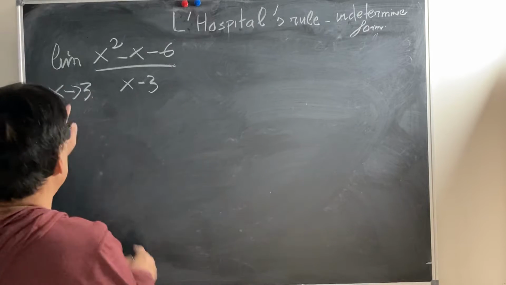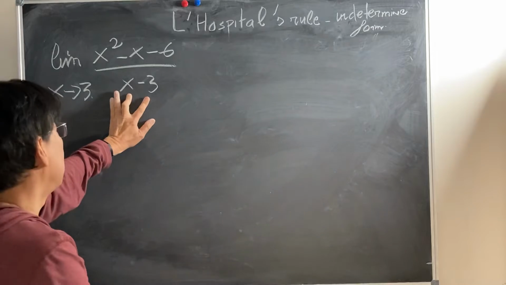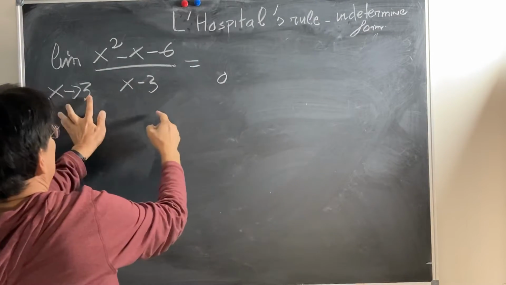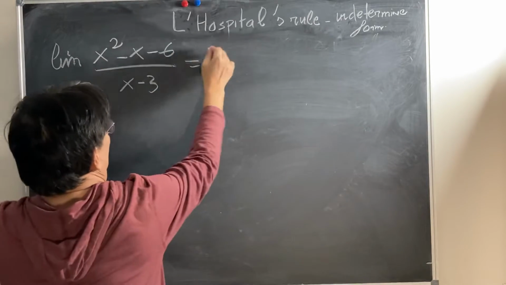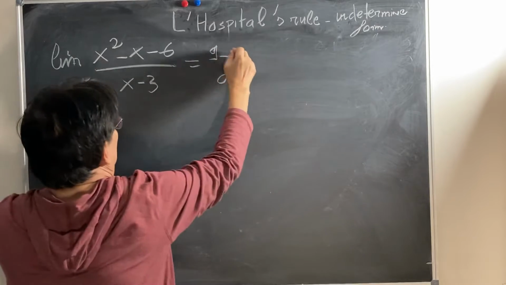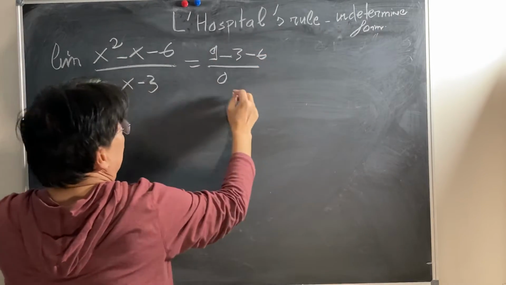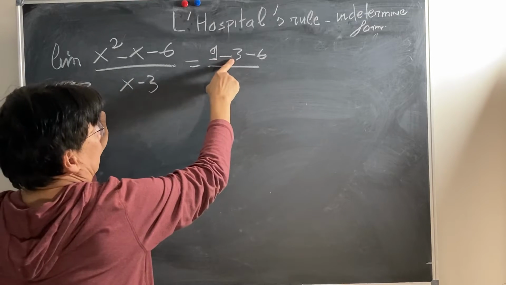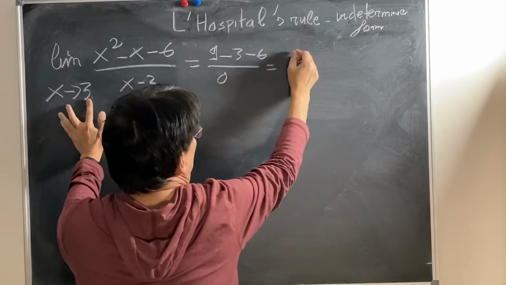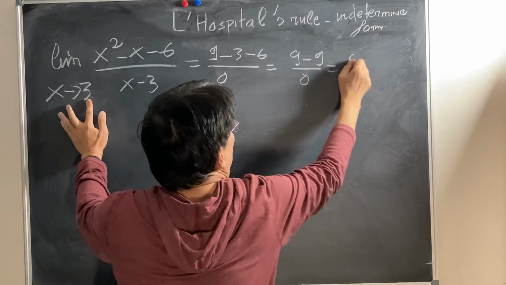Okay, if you substitute 3 in here, then the denominator will be equal to 0. And the top will be 3 squared, which is 9, minus 3, minus 6. 9 minus 3 minus 6 is 9 minus 9, and 9 minus 9 is 0. We have 0 over 0.